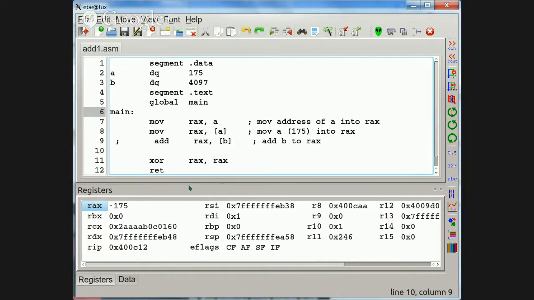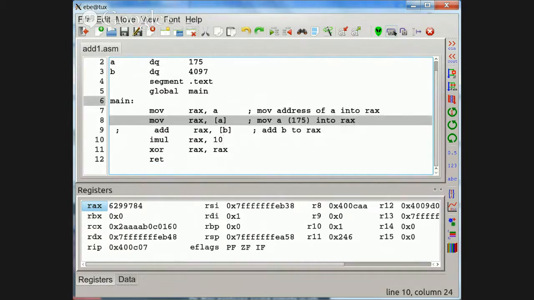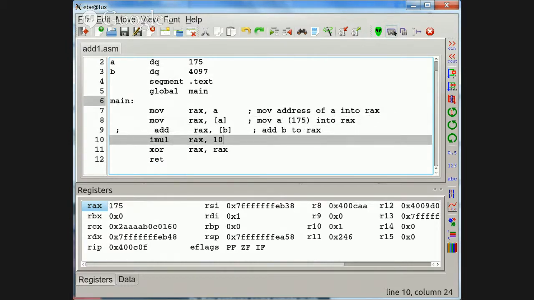I believe there is a mul instruction, but I favored imul. I think mul is a multiply ignoring signs, but it's been a while, so I don't remember precisely. So let's do RAX 10. Stepping forward, we move the value of A into the register. We got 175, and we multiply.